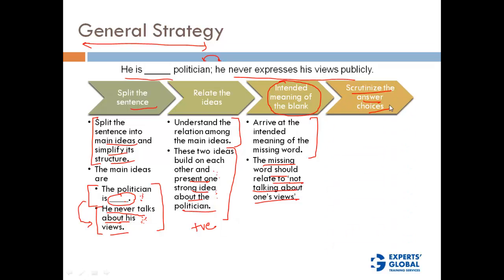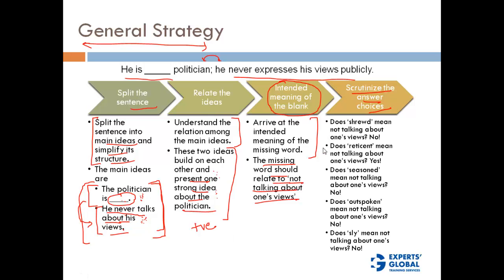So now we'll look at each answer choice. Scrutinize the answer choices. We'll try to fit each answer choice into this and see whether that answer choice, firstly, is related to the politician not talking about his views, and whether after putting this choice, both the sentences as a whole make complete sense.